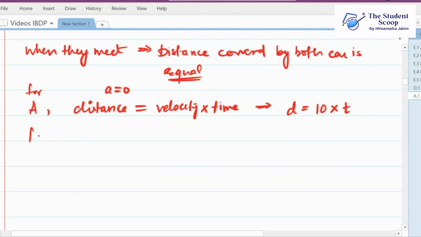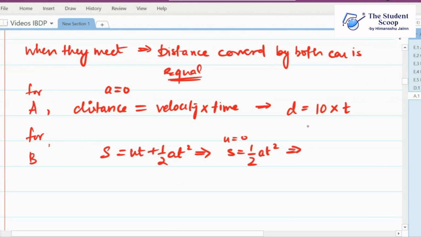Now for car B, the displacement or the distance covered can be given as s is equal to ut plus half at square. It is starting from 0, so u equal to 0. It will be s is equal to half at square. And a is given, so s is half into 2 into t square. So this will become t square.